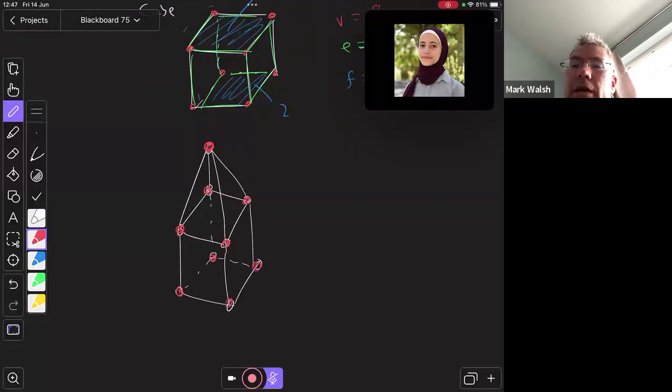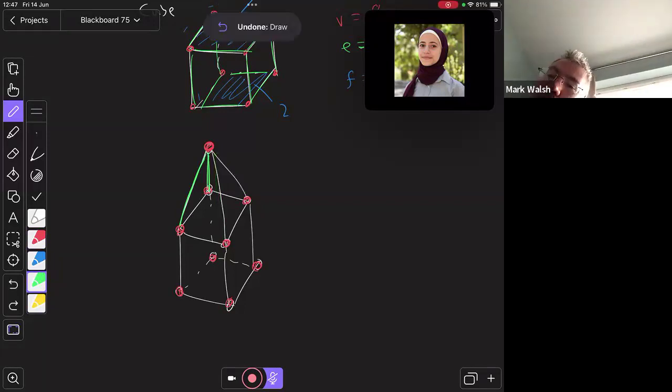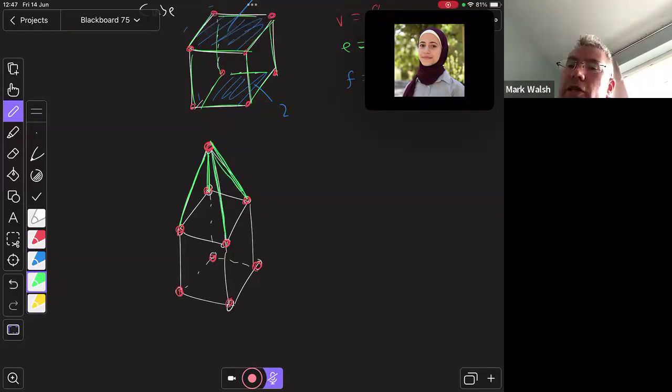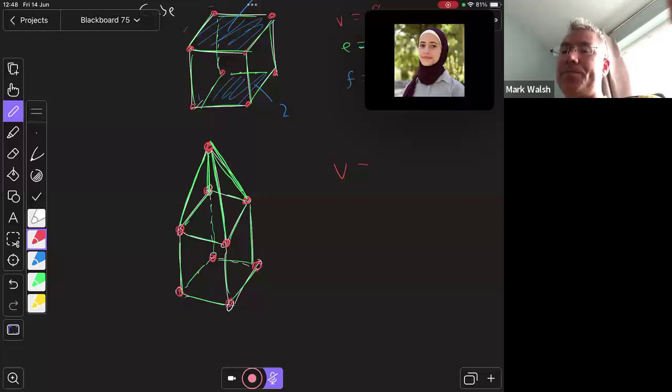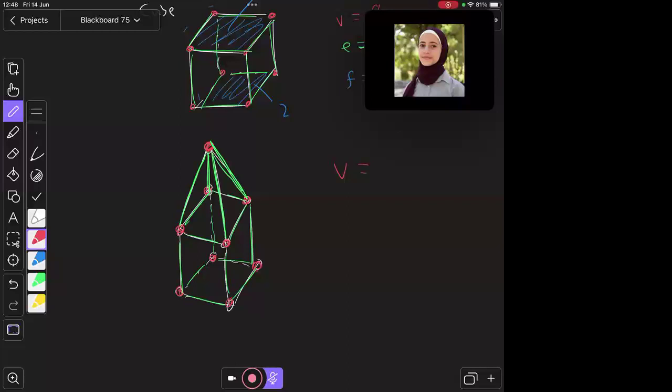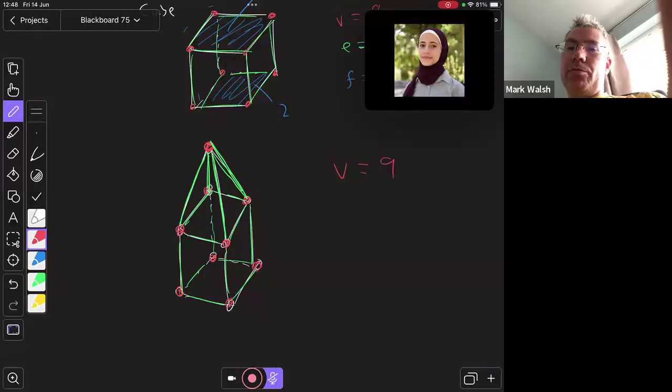And here are the edges in green. Sorry, the pen sort of slips on this surface. It's difficult to draw. You guys try counting as I'm doing this. Okay, so there's my little house. So now, number of vertices, V is? 9. Yeah, that looks good. Number of edges, E equals.